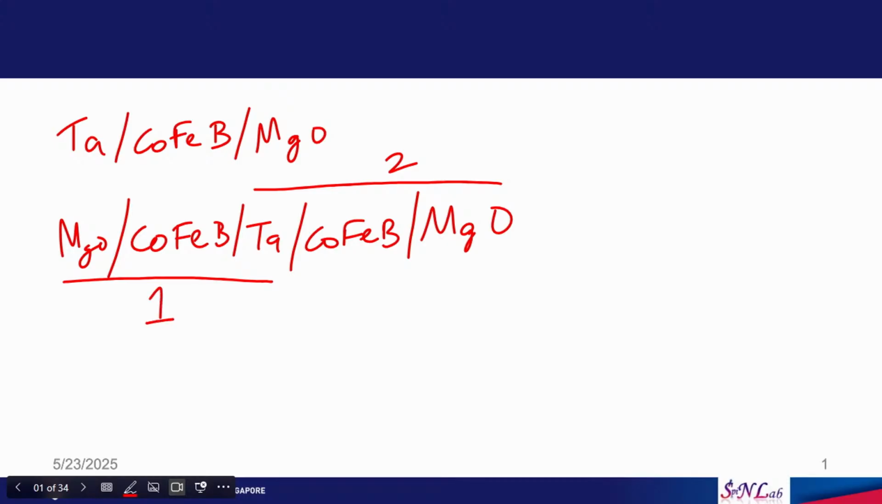When you stack them like that, then you have two interfaces. So, basically you are adding, the volume gets doubled. Because of this reason, this particular configuration could go to around 25 nanometer diameter.